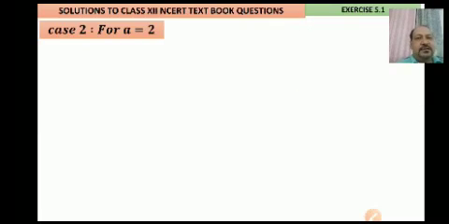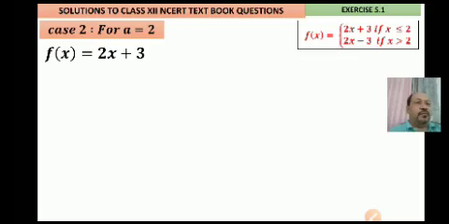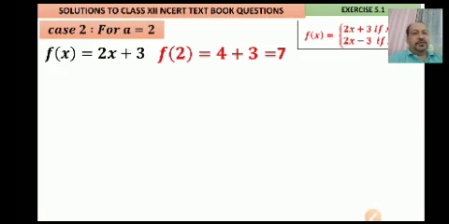Now for case 2, a equal to 2. When a equal to 2, the definition of the function is 2x plus 3. f of 2 equal to 4 plus 3 equal to 7.